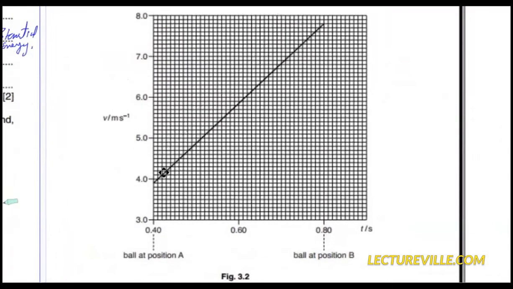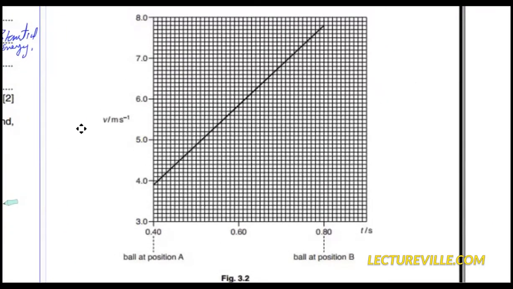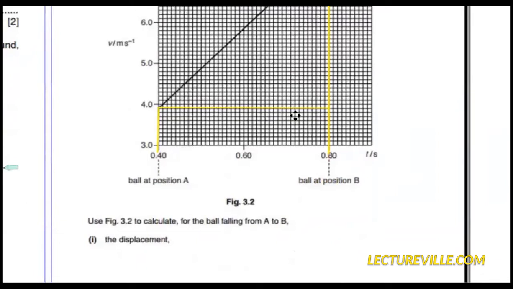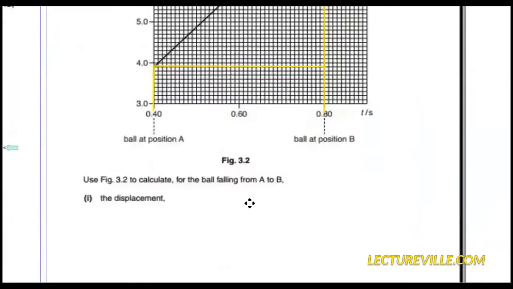So how much distance has the object traveled? This is A, this is B, and this is a velocity-time graph. What you're supposed to do is find the area under the graph. Some students are good with a trapezium, so they can treat it as a trapezium, but I want to split it into a triangle and a rectangle.